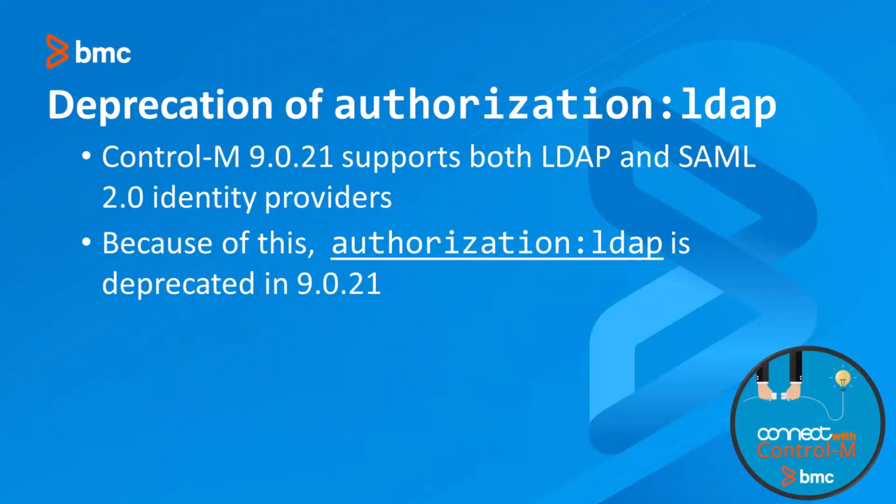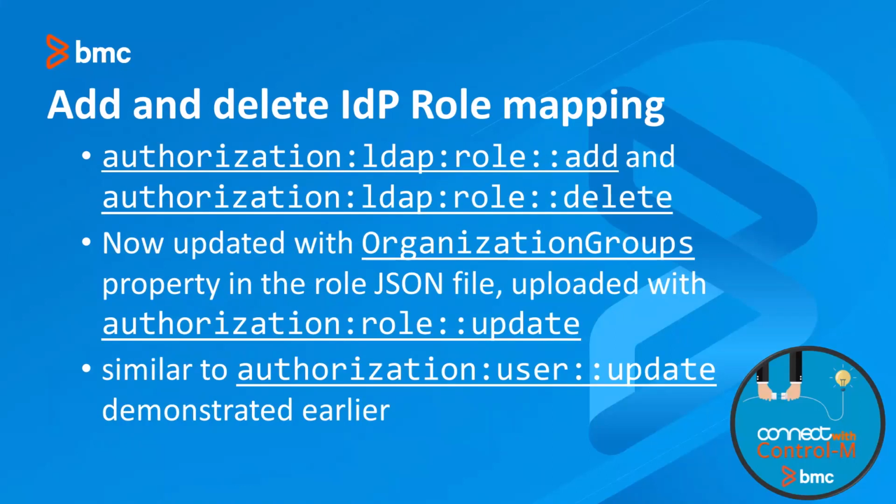In version 9.0.21, the config authorization LDAP endpoints have been deprecated because they've been replaced with the config authorization organization group endpoints, which have similar functionality but support both LDAP and SAML 2.0 IDP. If you've been using the config authorization LDAP endpoints, please migrate to the new organization group endpoints. The LDAP add and delete endpoints were moved under the authorization role endpoints, and the LDAP get endpoint is now under organization group.